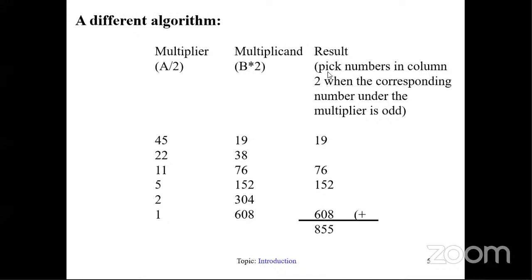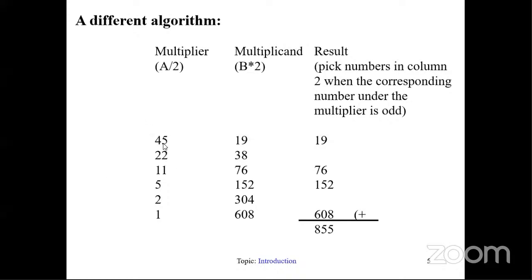The operator is a logical operator. And that logical operator says you pick the number in column 2. This is column 2. When the corresponding number under the multiplier is odd. So we have 45 times 19. Remember, we are dealing with integers. If you divide 45 by 2, you have 22.5.